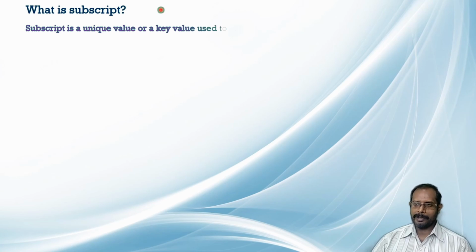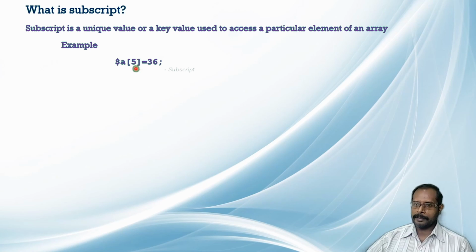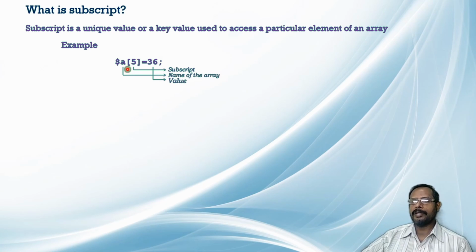A subscript is nothing but a key value or a unique value which is used to access a particular element within an array. For example, if we write something like this, $a[5] = 36, here 5 is the subscript, a is the name of the array, and 36 is the value. So what this statement does is, it takes the constant value 36 and assigns it to the fifth position of the array a.